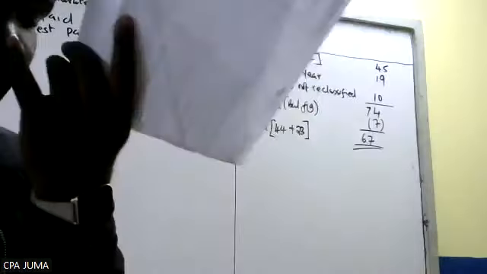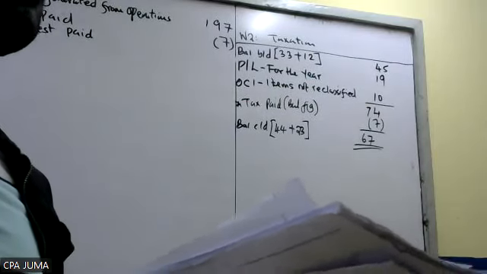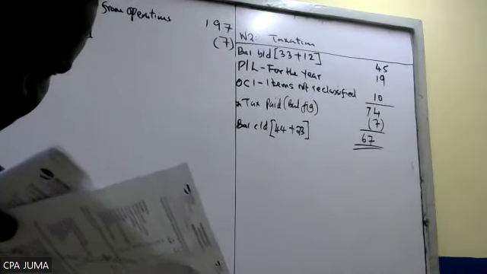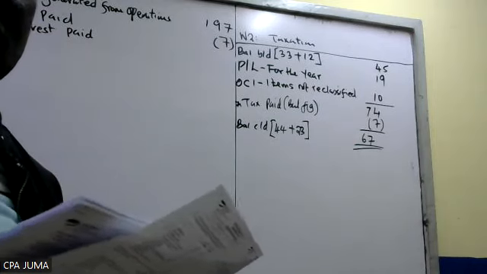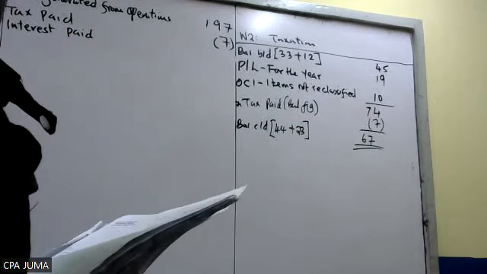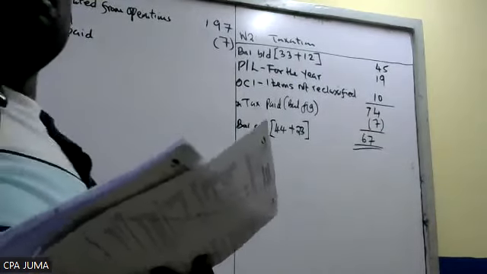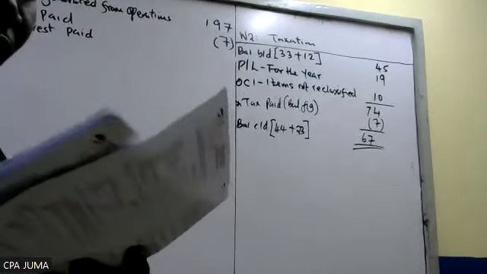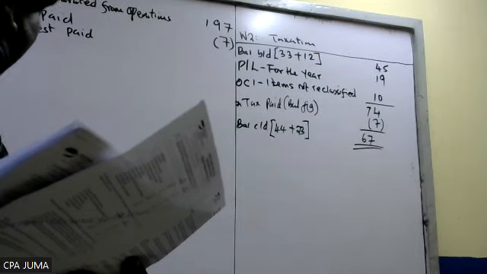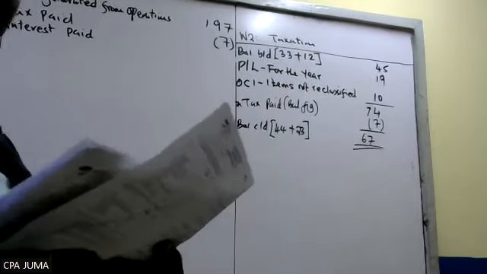Let's go to interest paid. Check for me current liabilities, if there was interest payable. There is nothing like that, right? There was no interest payable. But what about P&L? How much was the finance cost? Yes, finance cost we are seeing 12.